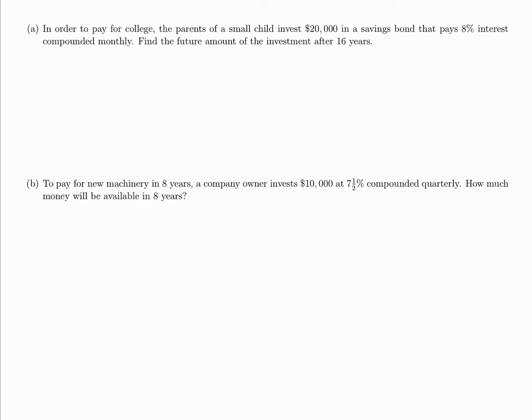In order to pay for college, the parents of a small child invest $20,000 in a savings bond that pays 8% interest compounded monthly. We want to find the future amount of the investment after 16 years. So let's go through and figure out what all these stand for. So we invest $20,000. This tells me that P is $20,000. That's my principal. It pays 8% interest, so that's my rate, and we'll convert it to a decimal, so 0.08.